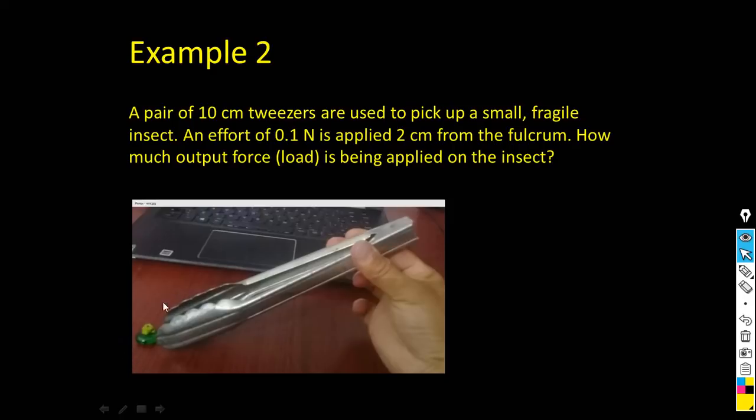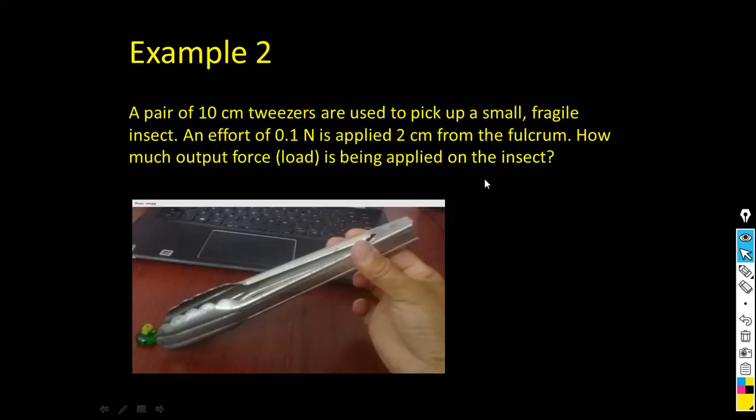I didn't find something to play the insect, so I picked up just a little frog that I had in here. And these are supposed to be the tweezers, okay? But these are prongs for carne asada and stuff like that. Okay, but it's the same, right? So an effort of 0.1 newtons is applied 2 centimeters from the fulcrum.